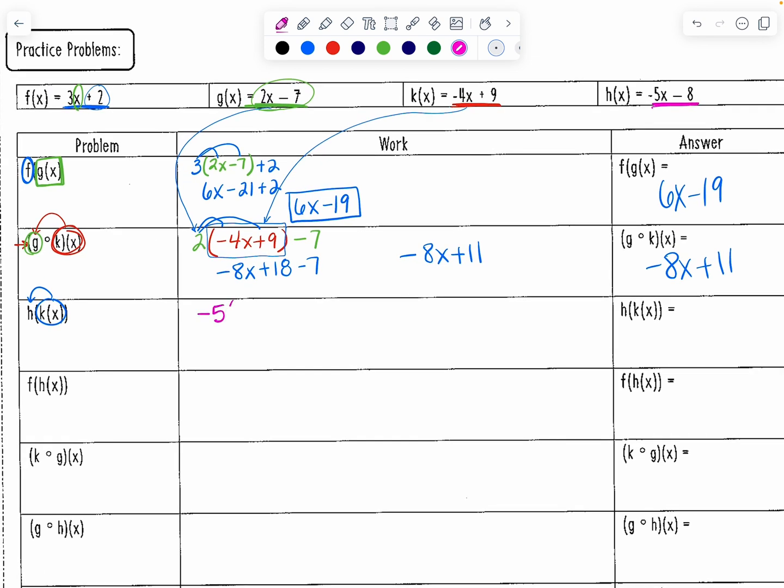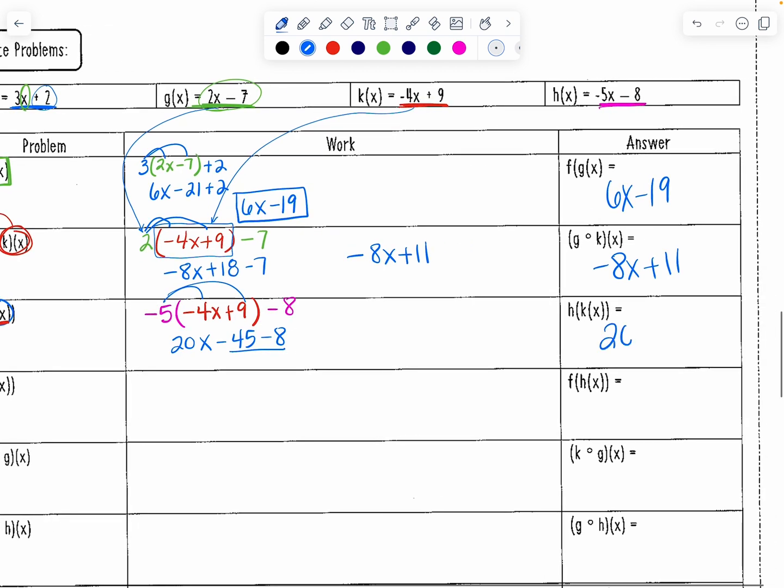So I have -5, but instead of the x, I'm going to replace that x and put in the k function. So my k function's red. So I'm going to put that in here. So -4x plus 9. And then I'm going to finish writing my h function, so -8. Now we're going to distribute. So this gives me 20x minus 45 minus 8. And then we can combine these here. So this gives me 20x minus 53.